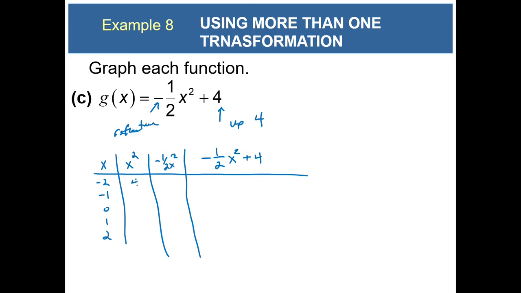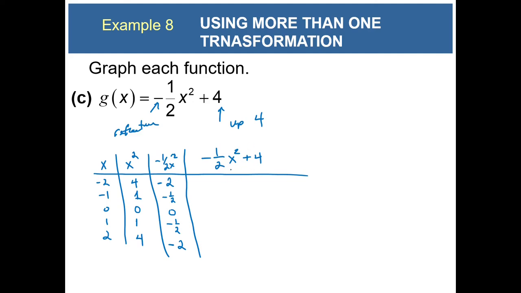Negative 2 squared is 4. Negative 1 squared is 1. 0 squared is 0. 1 squared is 1. And 2 squared is 4. Now, in the second part, we need to multiply this by negative 1/2. 4 times negative 1/2 is negative 2. 1 times negative 1/2 is negative 1/2. 0 times negative 1/2 is 0. 1 times negative 1/2 is negative 1/2. And 4 times negative 1/2 is negative 2.